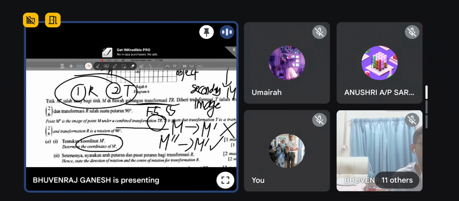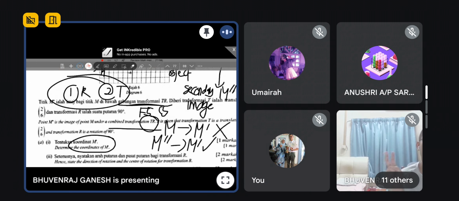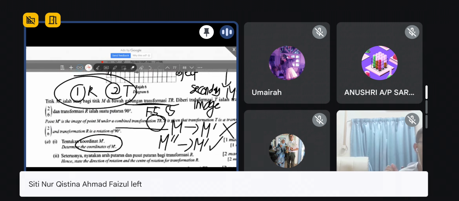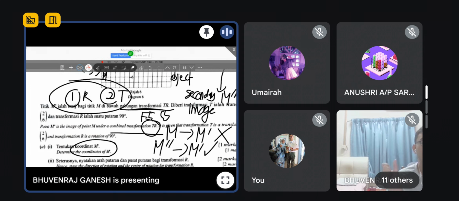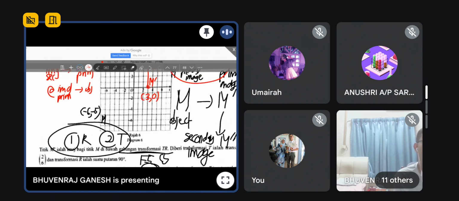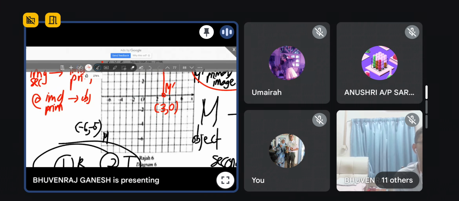Okay, so next one. Now question 2. Transformation R, they want you to tell the angle and the center of rotation. Pusat putaran dan berapa darjah kamu putar. Okay, guys. So how am I going to determine the center of rotation? Anyone know?